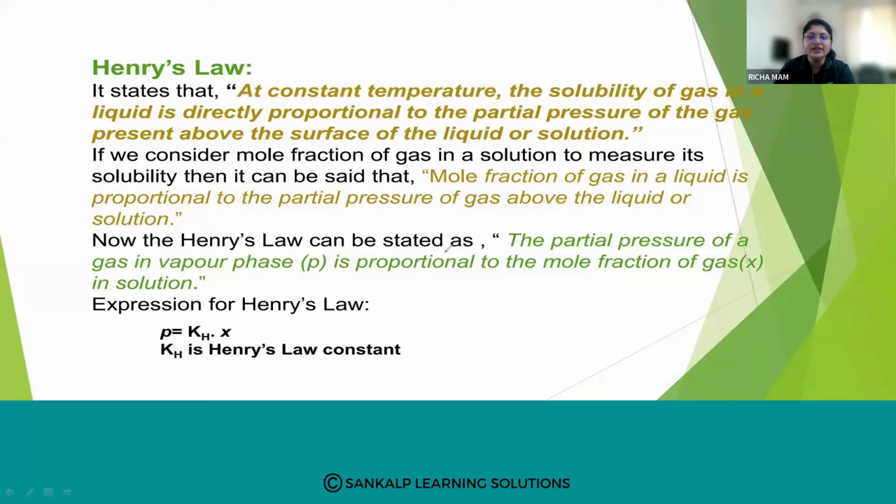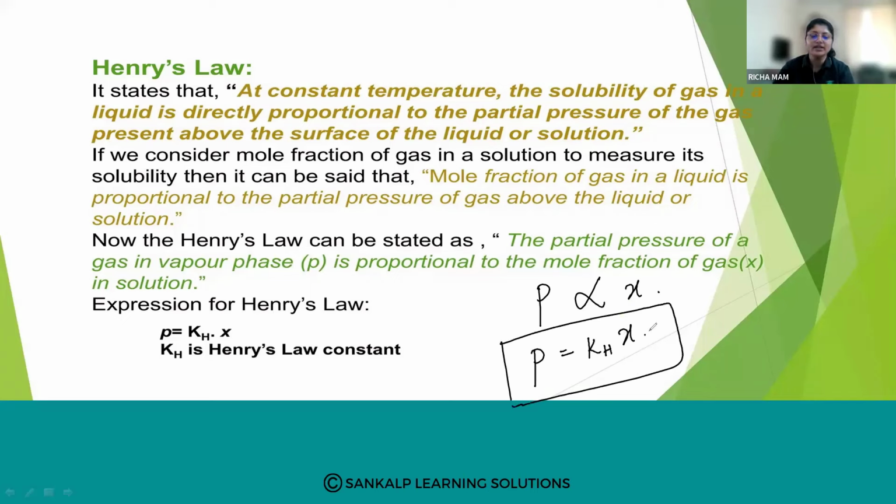If the solubility is expressed in mole fraction, the partial pressure of a gas in the vapor phase is proportional to the mole fraction of the gas. So partial pressure is directly proportional to mole fraction. When we remove this proportionality sign, we have to introduce a constant, which is called Henry's constant. So this is Henry's mathematical expression: the partial pressure of a gas in the vapor phase is proportional to its mole fraction in the solution at a constant temperature.